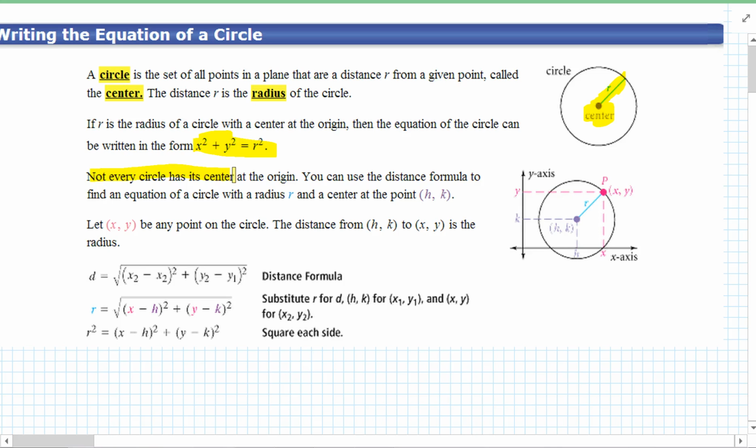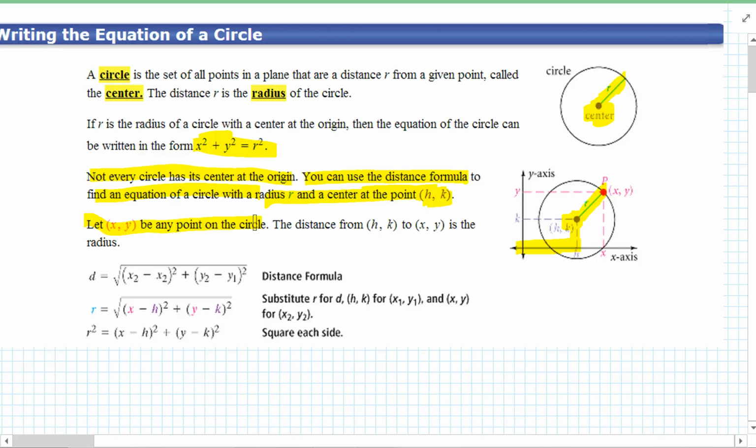Now, not every circle has its center at the origin. So you can use the distance formula to find the equation of a circle with the radius r with center at point h, k. So off the x-axis, we're h units on the x-axis, and we're k units up or down the y-axis. So the center of the circle in the diagram to the right is h comma k. It has a distance of r, radius, to any point on the circle, and we'll label that point x, y.